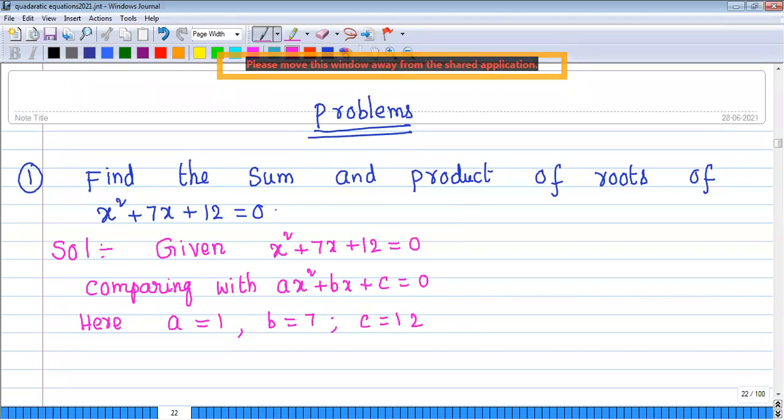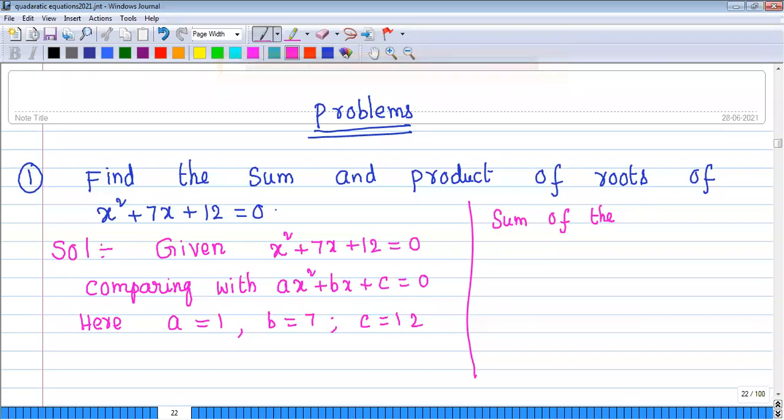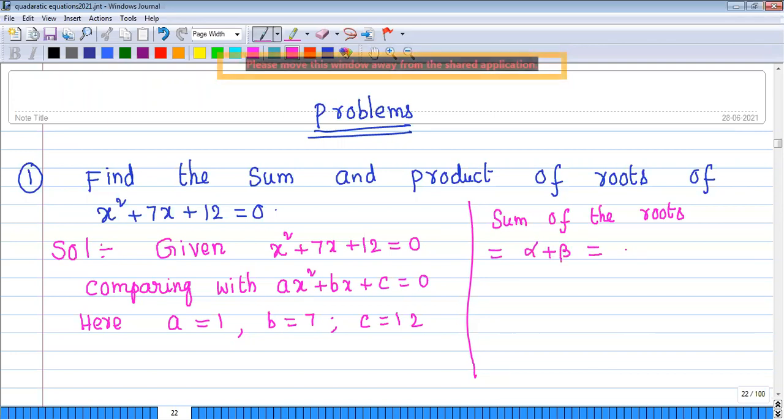And what we are asked: sum, that means sum of the roots. Sum of the roots is given by minus b by a. First write down alpha plus beta equals minus b by a. What does b stand for? 7. So negative 7 upon 1. Negative 7 is completed. Sum is given by negative 7. Now we need to find out the product.